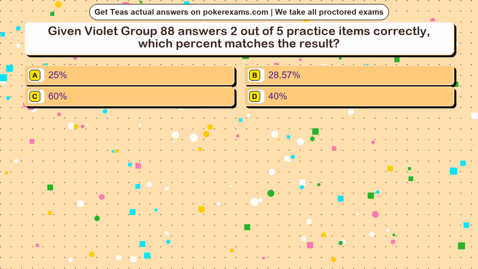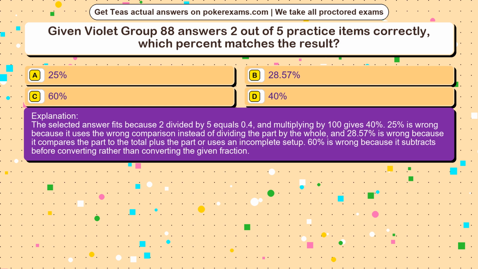The correct answer is option. The selected answer fits because 2 divided by 5 equals 0.4, and multiplying by 100 gives 40%. 25% is wrong because it uses the wrong comparison instead of dividing the part by the whole, and 28.57% is wrong because it compares the part to the total plus the part or uses an incomplete setup. 60% is wrong because it subtracts before converting rather than converting the given fraction.